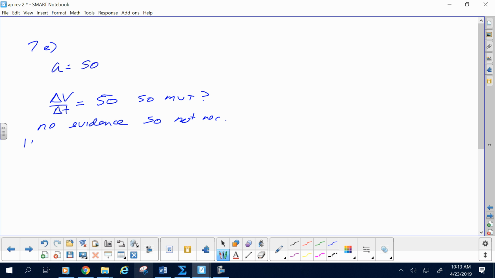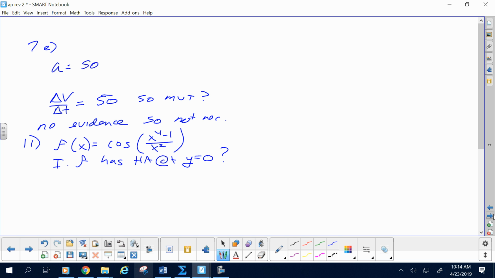Okay, 11. It's on page 3. Yeah, this one's a tough question. First of all, just in terms of test strategy, it always feels wrong if all of them are false. Surely one of them's got to be true. But it is what it is. So f has a horizontal asymptote at y equals 0. Let's talk about whether that must be true.